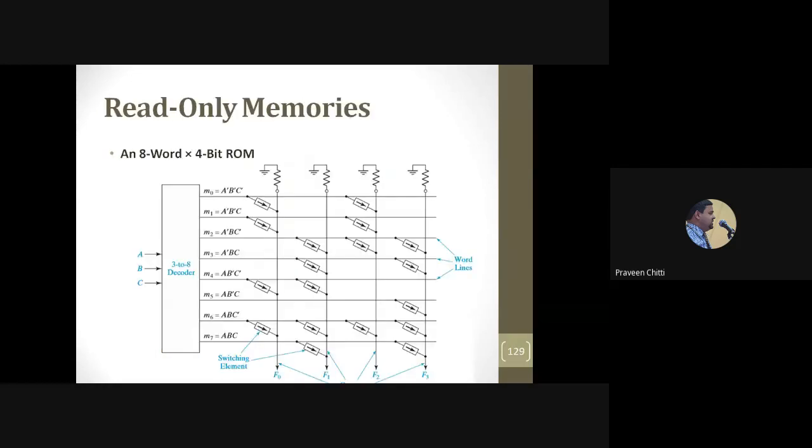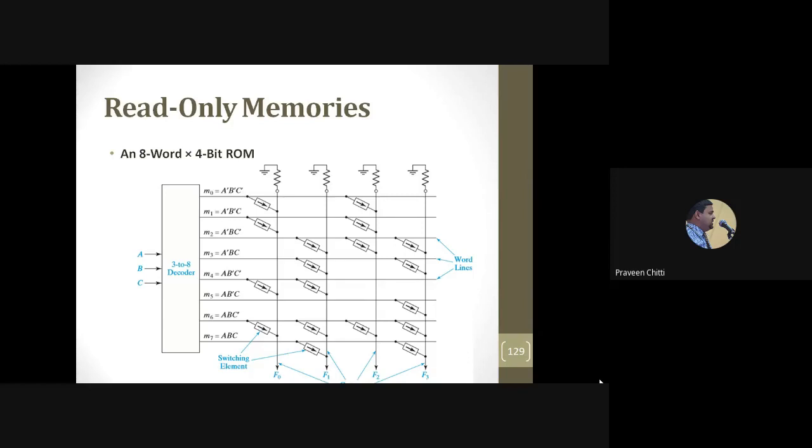So we'll take one example now, and we'll see how a Boolean function can be implemented using ROM. In fact, multi-output Boolean functions can be implemented using ROM. One such example is shown here. Can anybody tell me how many different functions are implemented here using this ROM? Before that, what kind of ROM have we used? Yes? What is the ROM that we have used here?